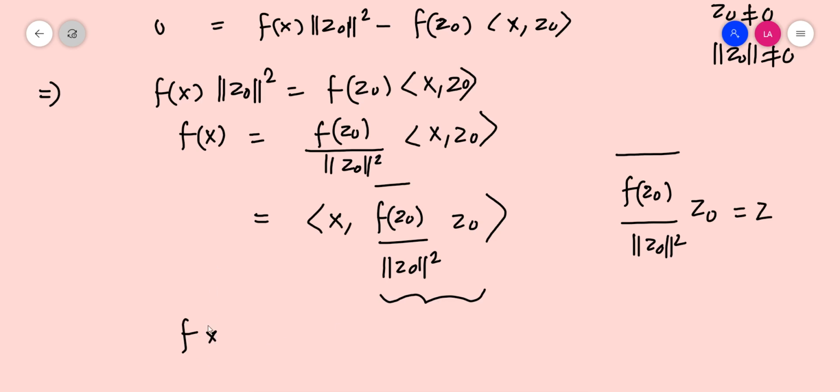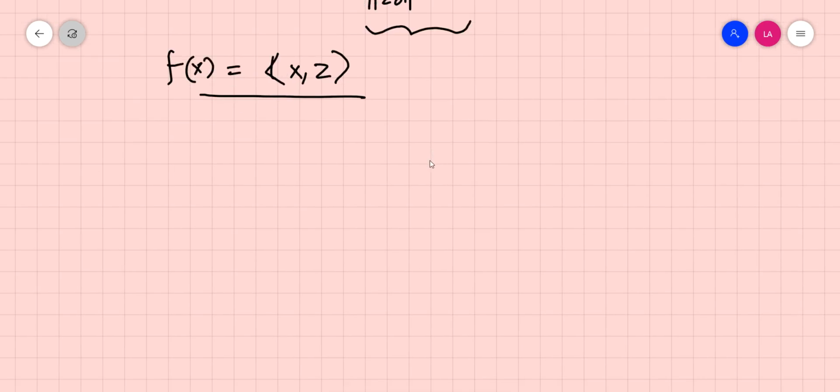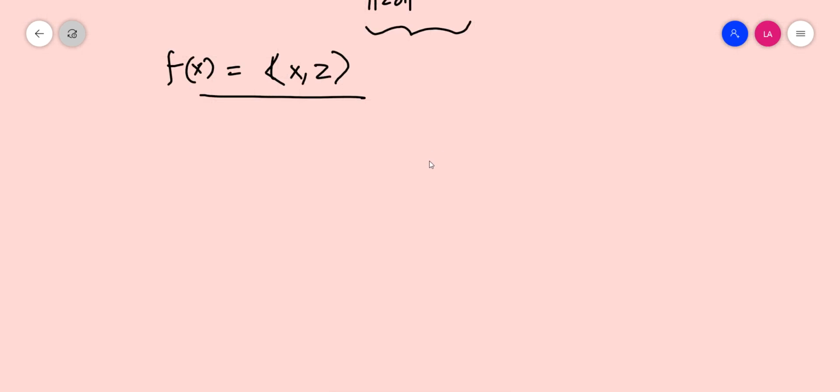Which implies f(x) is of the form inner product of x with z. So f(x) has the form inner product of x with z, where z is obtained from z0, which is an arbitrary element of our choice obtained from N(f) perpendicular. So we have proved that f always has the format f(x) equal to the inner product of x with z. So our first part has been completed.